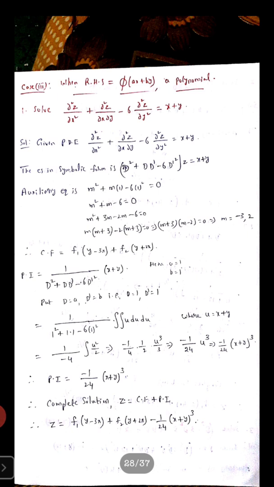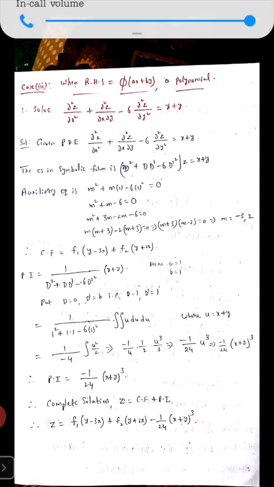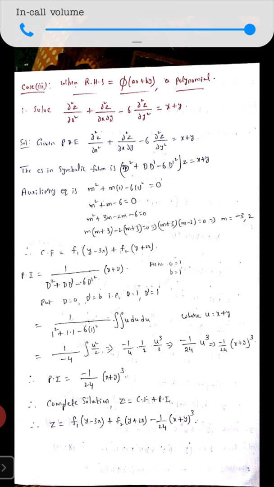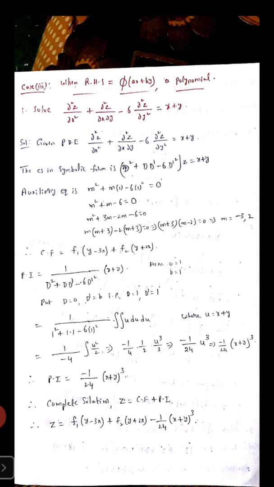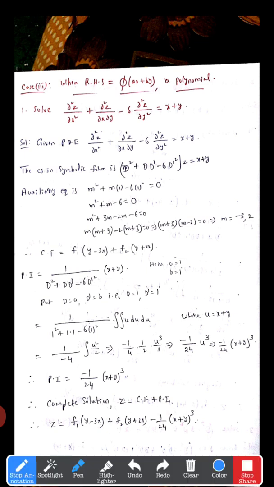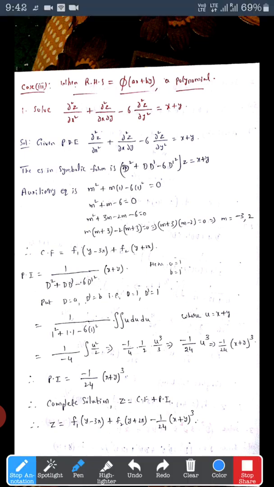In our last video, we learned how to find a particular integral when the right hand side is e power of ax plus by, or sin ax plus by, or cos ax plus by. Now, in this video, we are going to learn how to find a particular integral when the right hand side is a function phi of ax plus by, that is, x plus y.